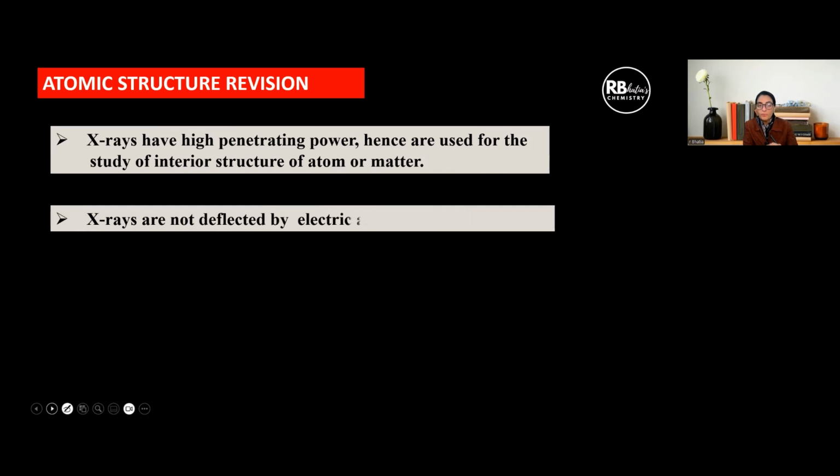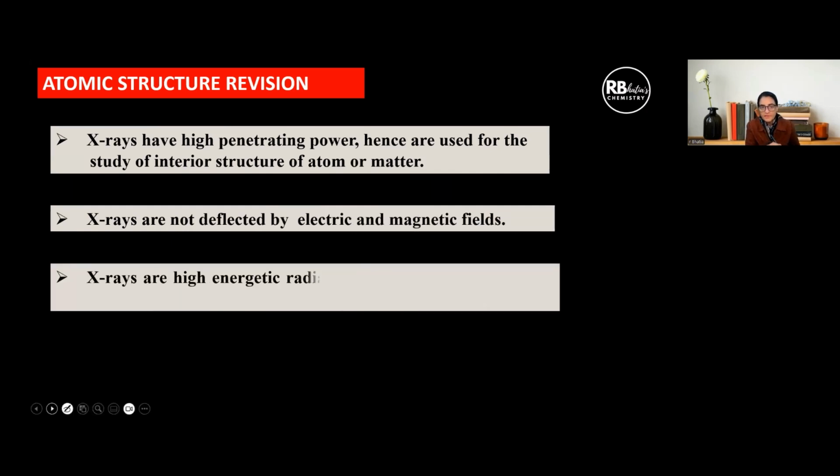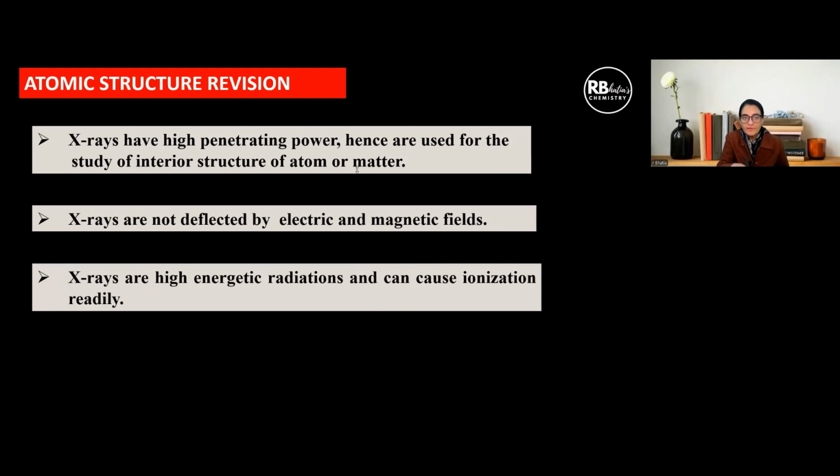X-rays, what are the important points about X-rays? The ones which are quoted in NCERT and which can be asked as questions. These are the important statements about X-rays. X-rays have high penetrating power, hence are used for study of interior structure of atom or matter. And this is the reason why X-rays are used to assess fractures, right?